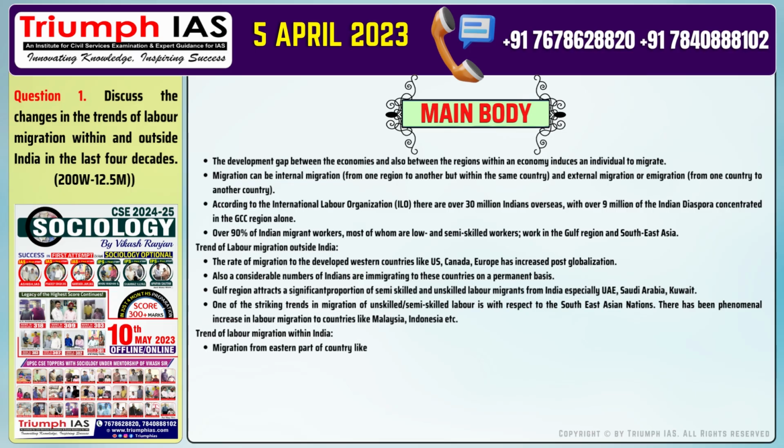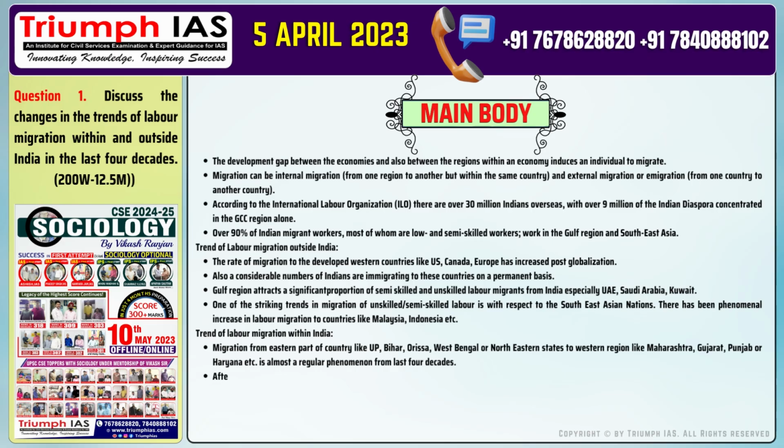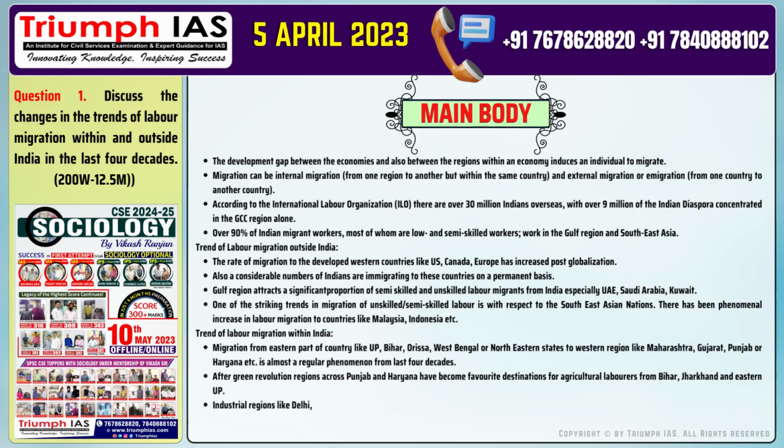Number 1. Migration from eastern part of country like UP, Bihar, Orissa, West Bengal or north-eastern states to western region like Maharashtra, Gujarat, Punjab or Haryana etc. is almost a regular phenomenon from last 4 decades. Number 2. After Green Revolution, regions across Punjab and Haryana have become favorite destinations for agricultural laborers from Bihar, Jharkhand and eastern UP. Number 3.